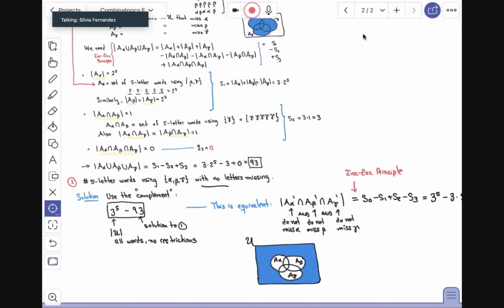The fact that they're not in A alpha means that they do not miss alpha. At the same time, they do not miss beta. That means that they're not in that circle. And at the same time, they do not miss gamma. They're not in that third circle. So they are completely outside. So we could have done this directly, but the definition of your A alpha, A beta, and A gamma is the same.